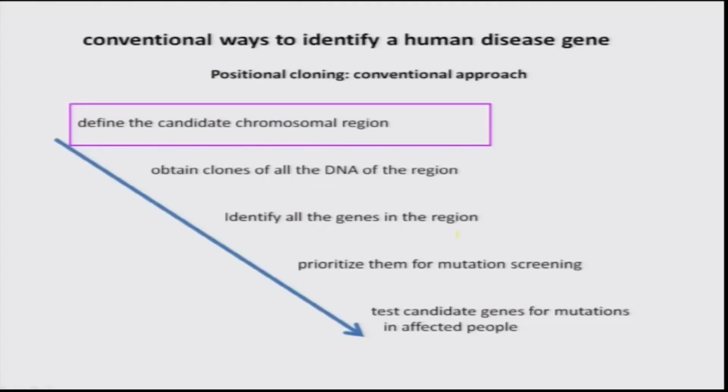So first let's look into this particular aspect: how do you define the candidate chromosomal region, because the rest of them we already discussed. We have discussed how you get the genes from a cDNA library, how you do mutation screening, and how you create animal models for a given gene. So let's look into the first two topics, defining the candidate chromosomal region and then obtaining the DNA fragments representing that region, and the rest of them you would be able to follow.